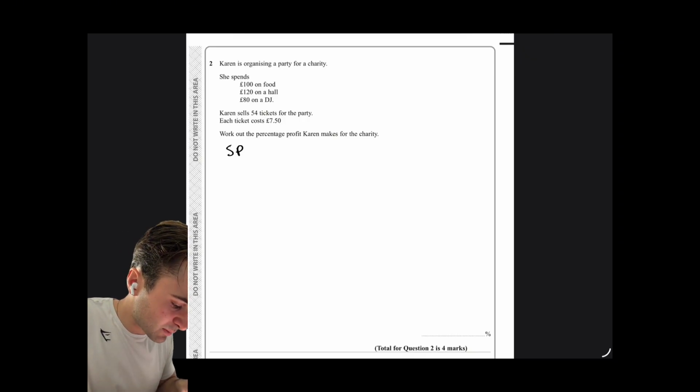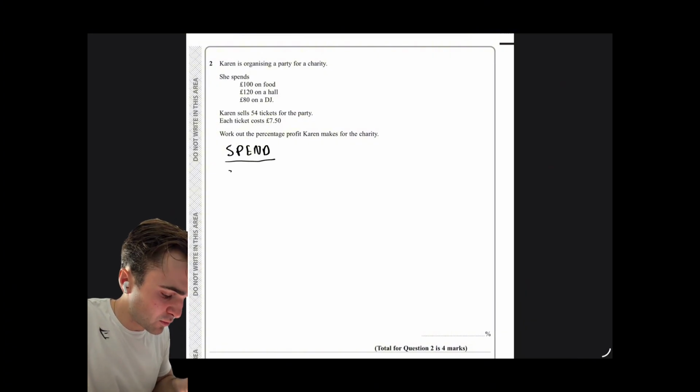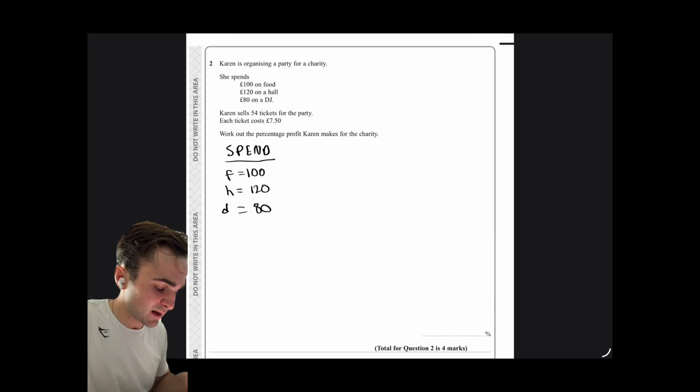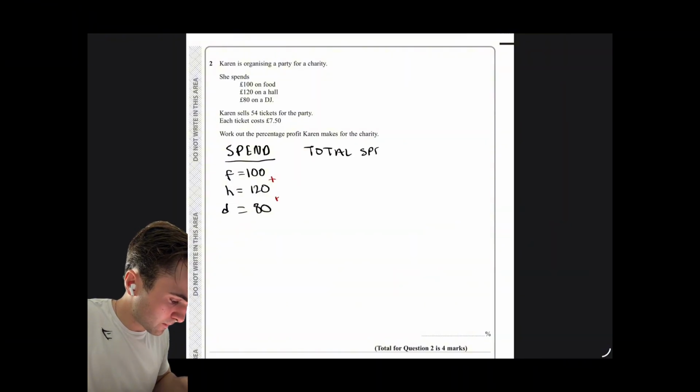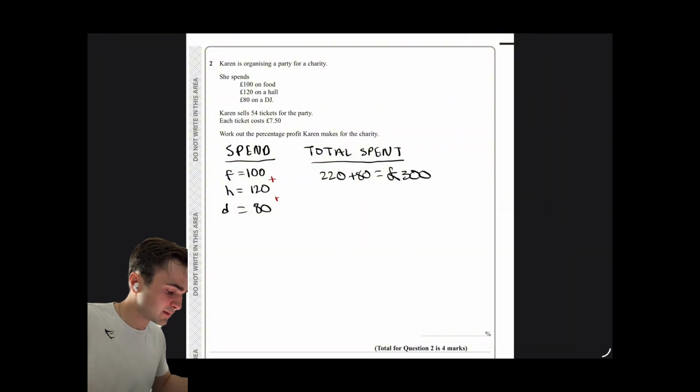So first we can say spend. How much does Karen spend? Food F equals £100. Hall H equals £120. And then DJ D equals 80. So how much does she spend in total? Well, it's this added up, right? So the total spent equals 220 plus 80, which is 300. So that's how much she spends.